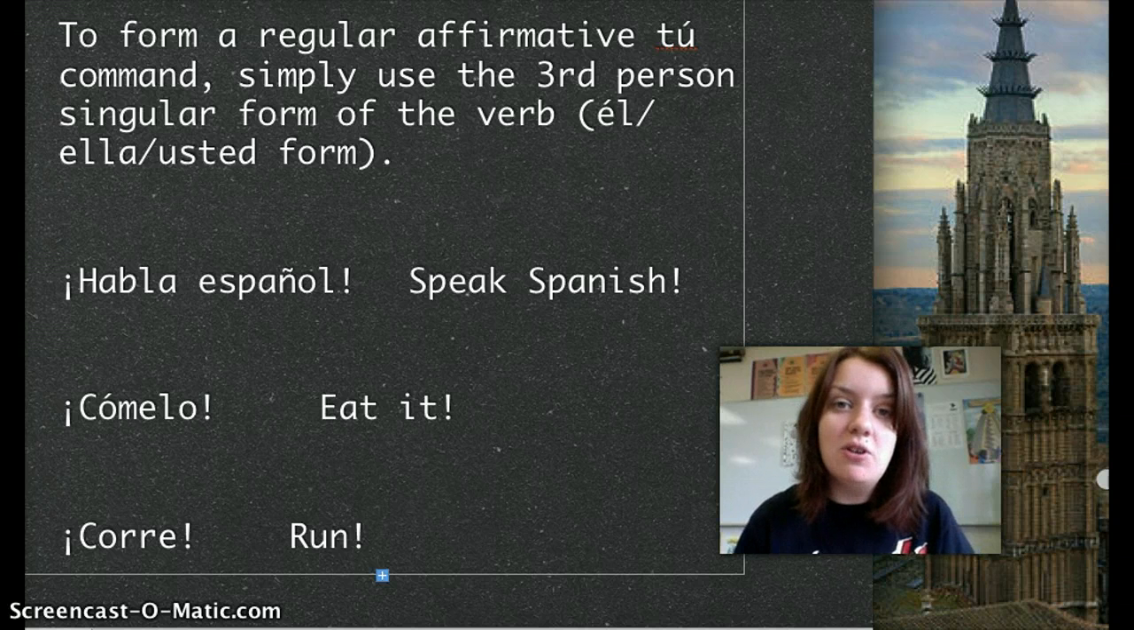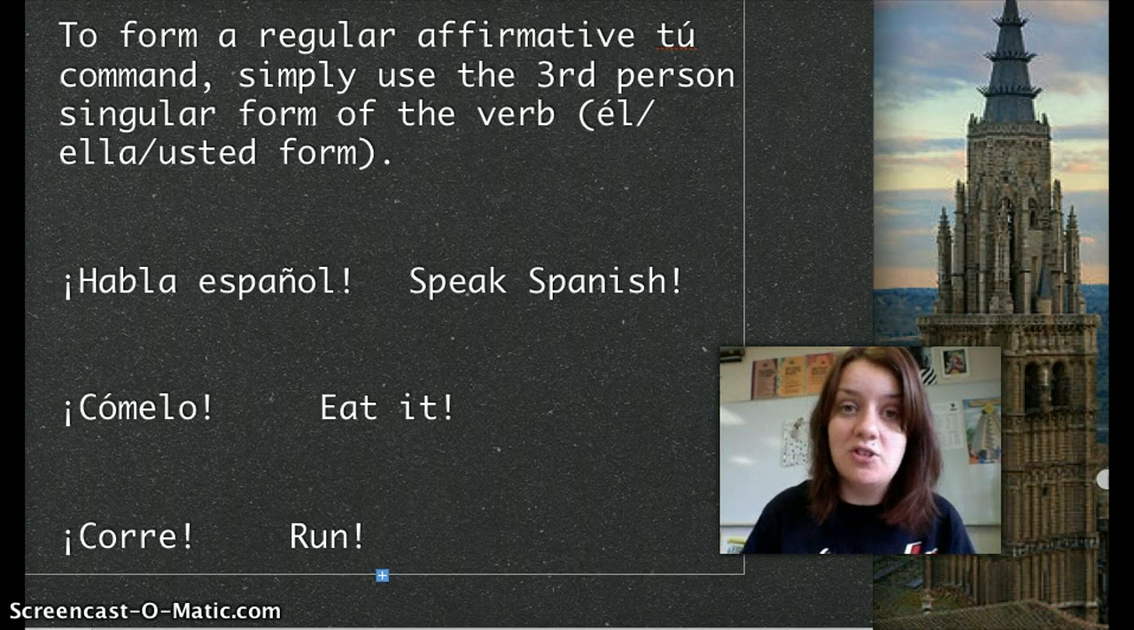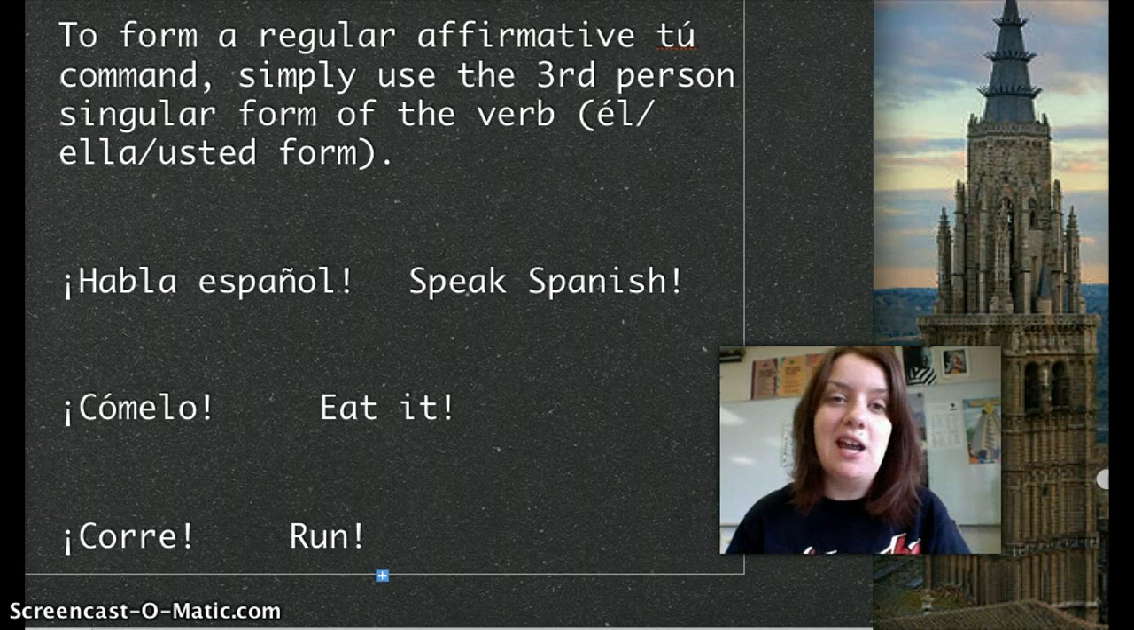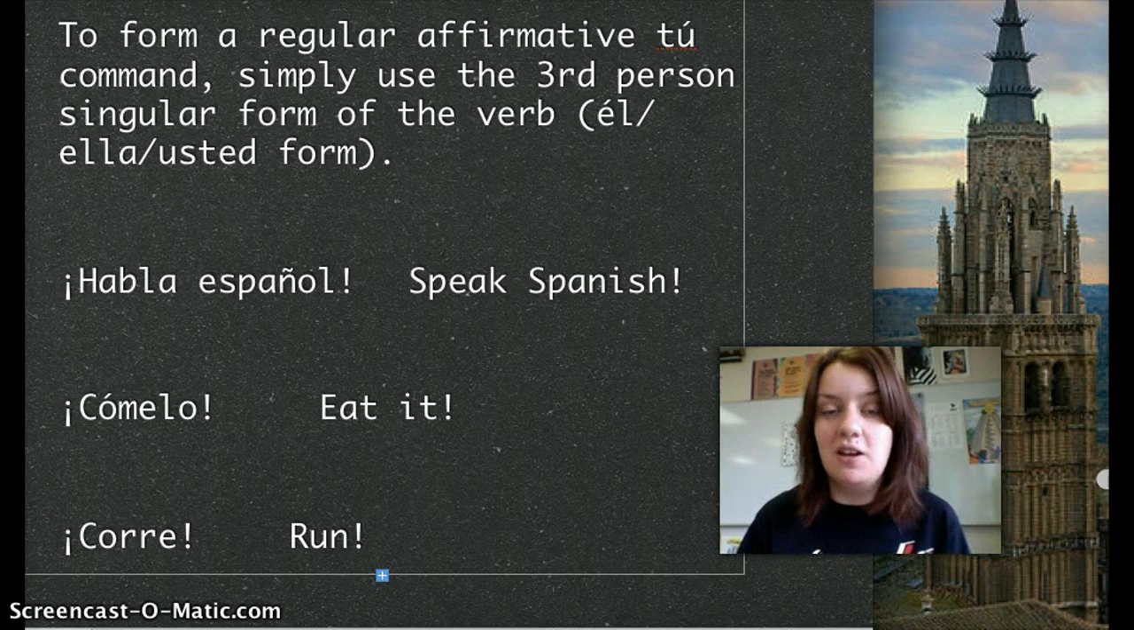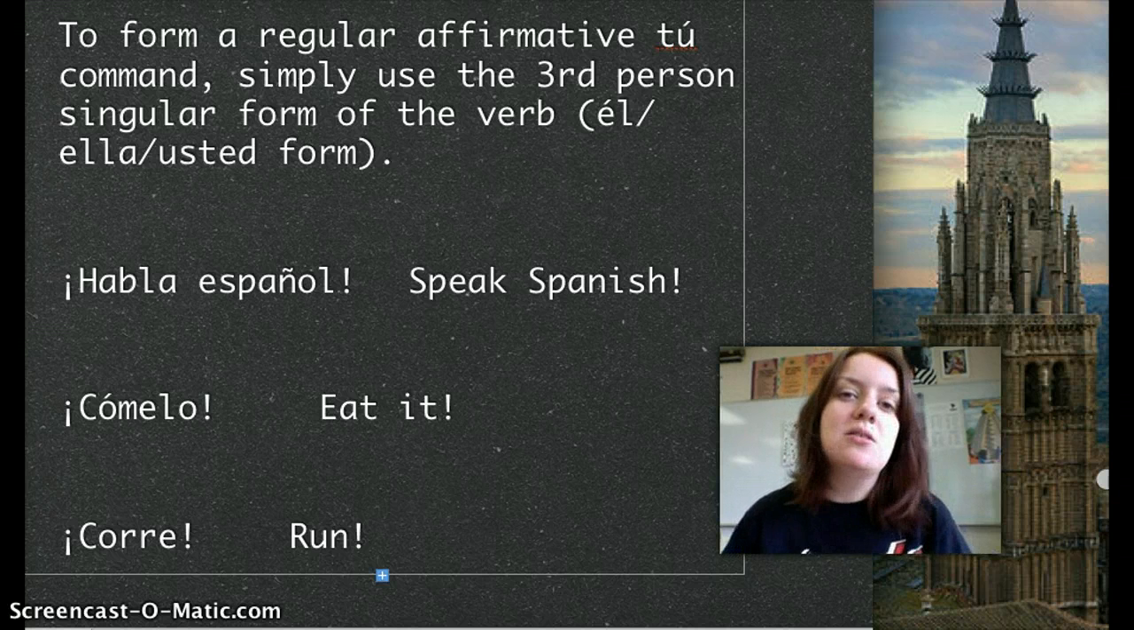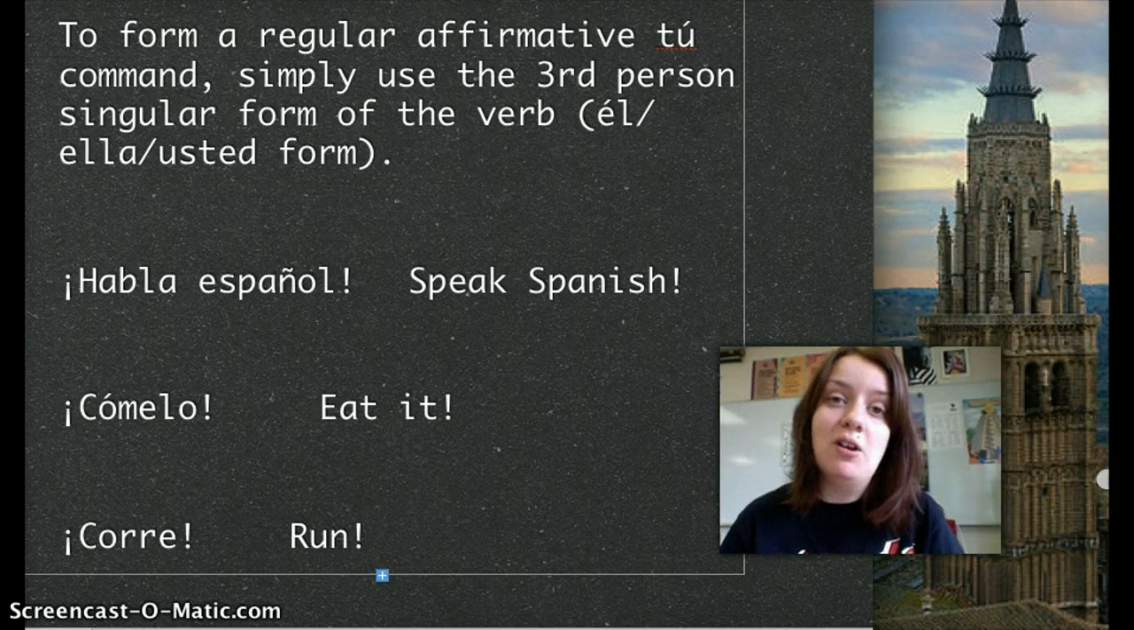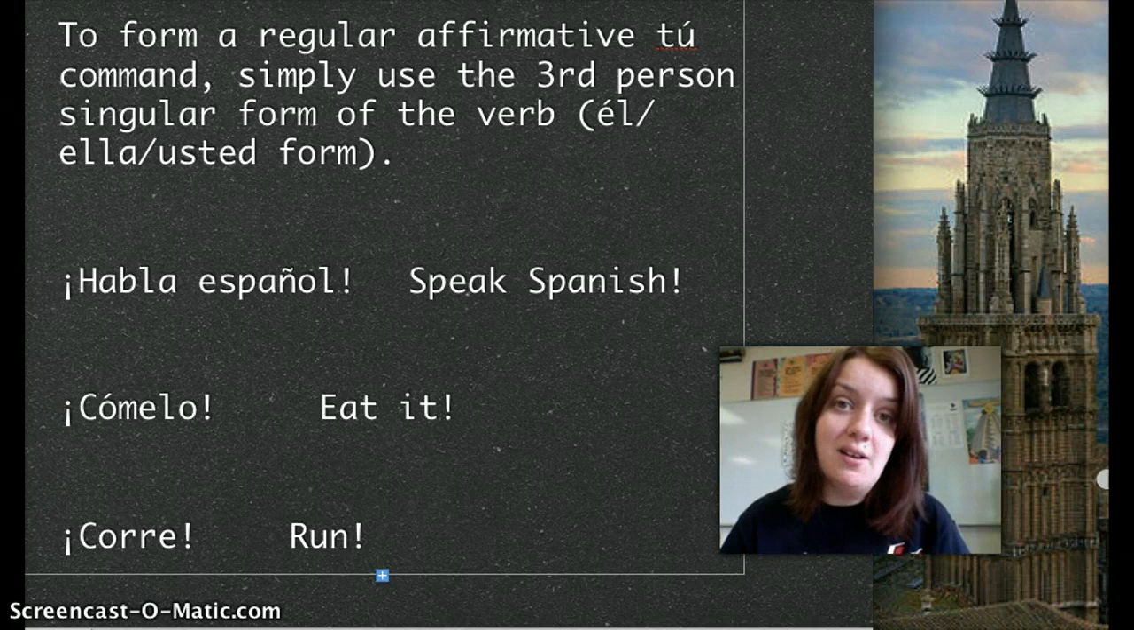There's a couple clues that you can use to help you know that it's a command and not just the he, she form of the verb. If you see exclamation points, as if someone is shouting it, that is sometimes an indicator that it's a command. Sometimes it's the response or the answer to a question. So if somebody asks you, what should I do right now, then the response can be a command, which is speak Spanish right now. So you're looking and listening for clues about the context as to whether it is the he, she form of the verb or it is the command.